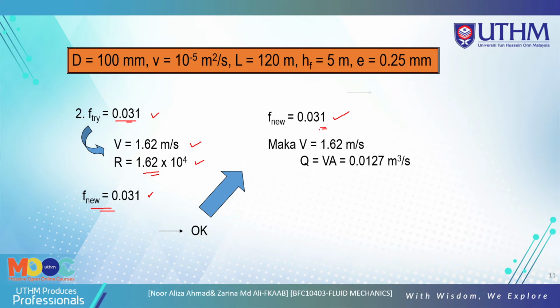Using F of 0.031, you get the velocity of 1.62. After you get the velocity of 1.62, you get the Q based on this formula. So you get the value of the discharge flow rate. This is the concept to solve for the Q.